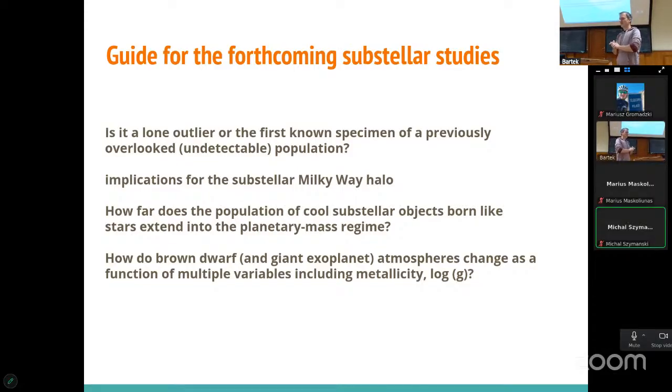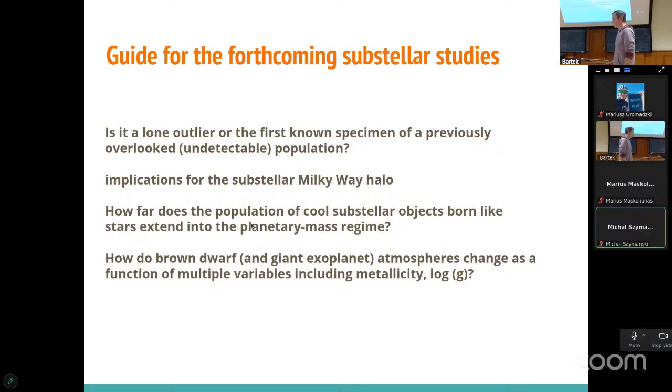But in any case, these studies are a good guide for the forthcoming studies of other very low temperature substellar objects. So we don't know whether this particular object is simply a lone outlier, one example of a previously undetected population, or what is the rate of substellar content in the Milky Way halo. Well, this one we were able to observe just because it is quite nearby. For the further ones, we cannot detect them in this way, at least.